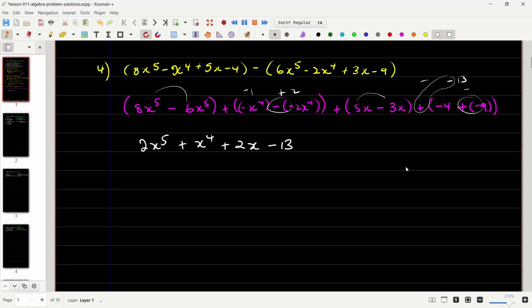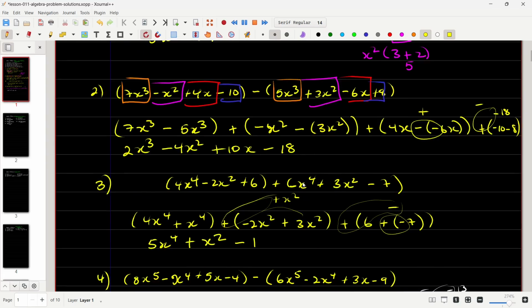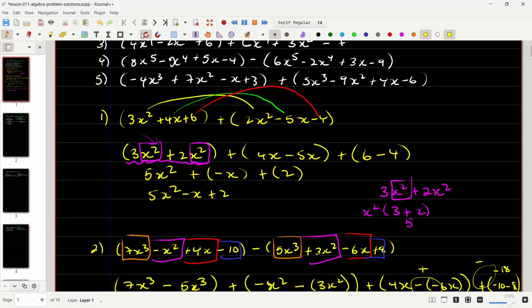All right, and on the last one, I'm not going to go into so much detail. I'm just going to put it down. Just add these together.